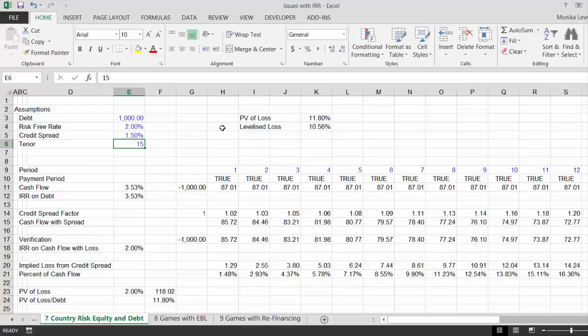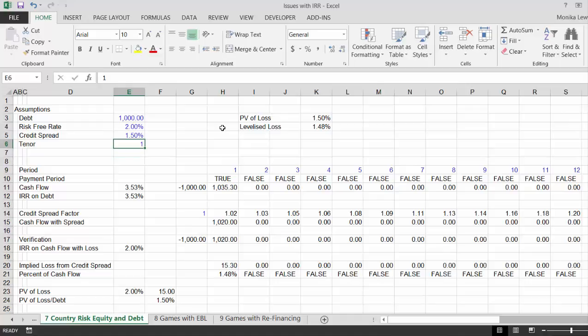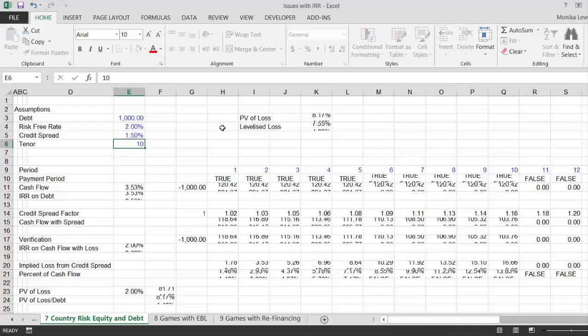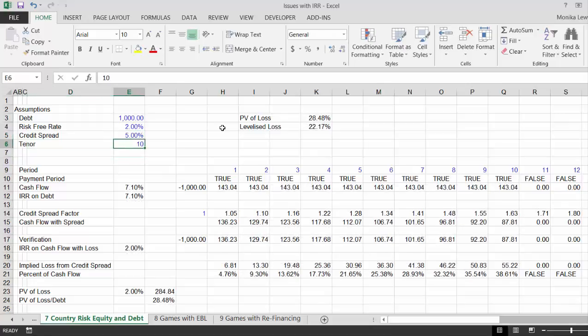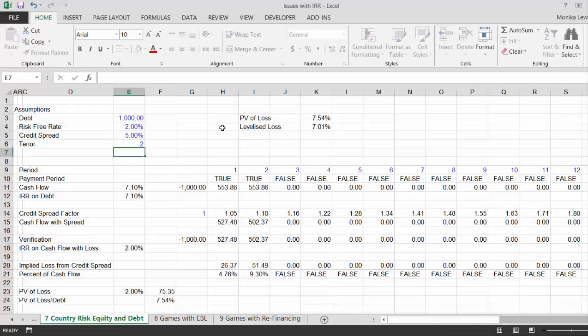This is all stated in terms of present value, and the reason that the numbers are so big, if it's 1 year, it's just the regular old credit spread. There's no big deal. If it's 2 years, you have a higher loss, and if it's 5 years, you have a higher loss, but it doesn't get that high until you start getting up to 10, and then it starts rocketing up.